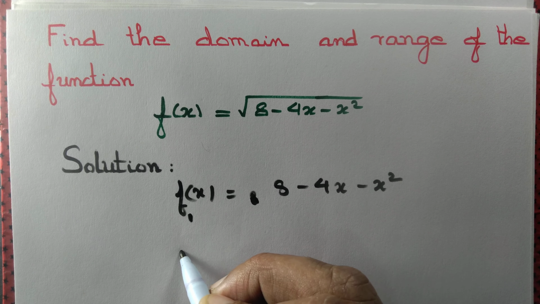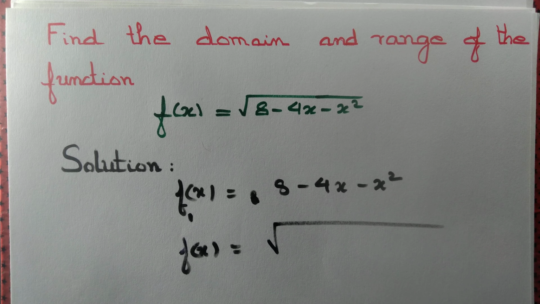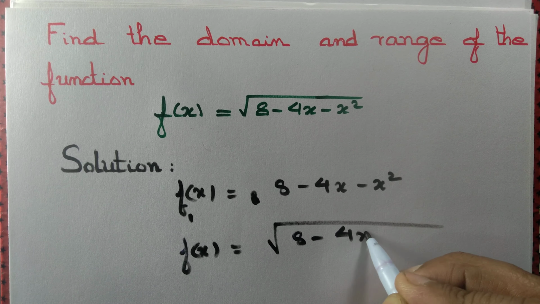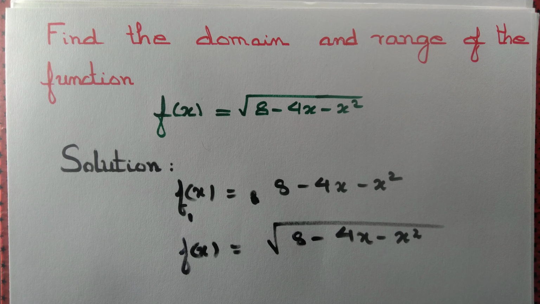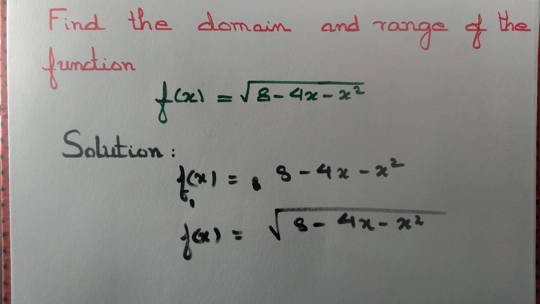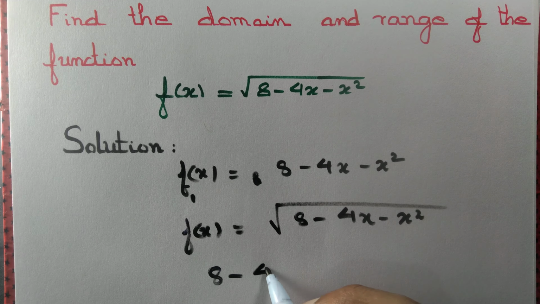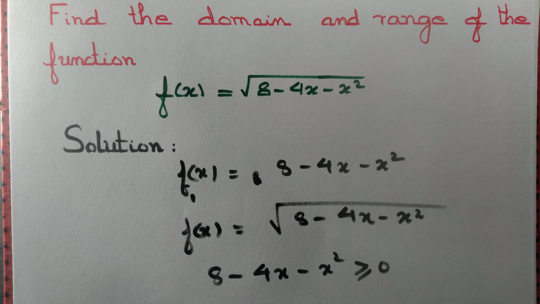However, as per our question, f(x) equal to root over 8 minus 4x minus x square. We know that square root of a negative quantity is not a real number. So if we want to find the domain, we must make sure that 8 minus 4x minus x square is greater than or equal to 0.